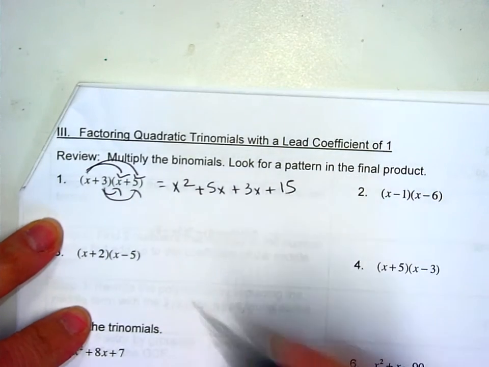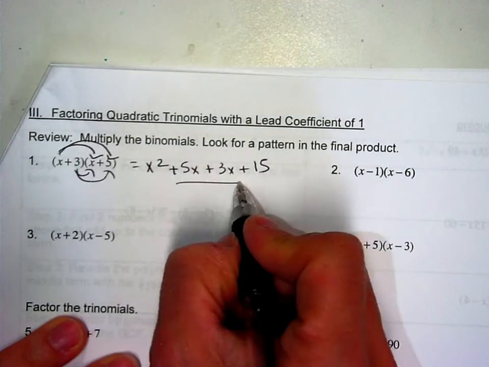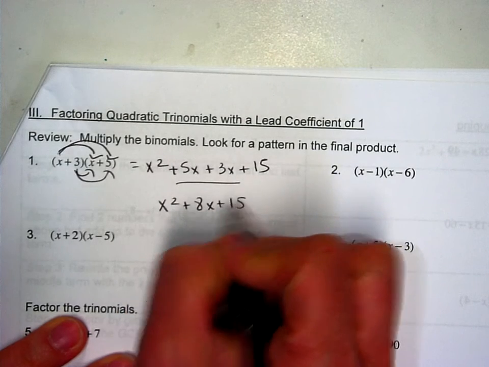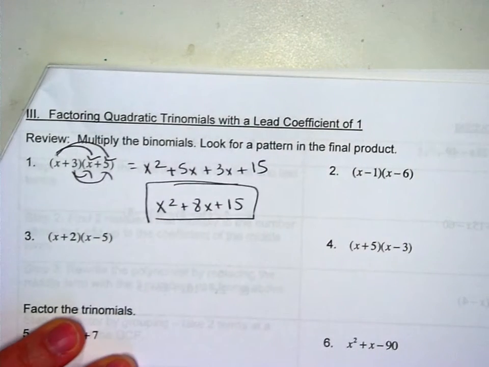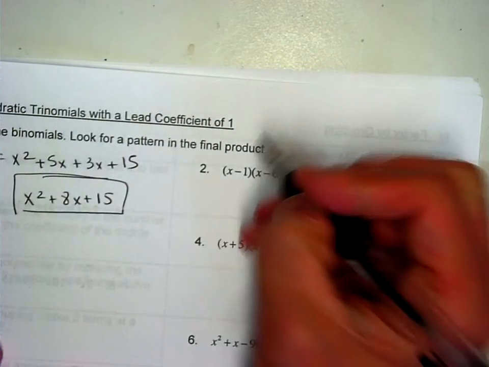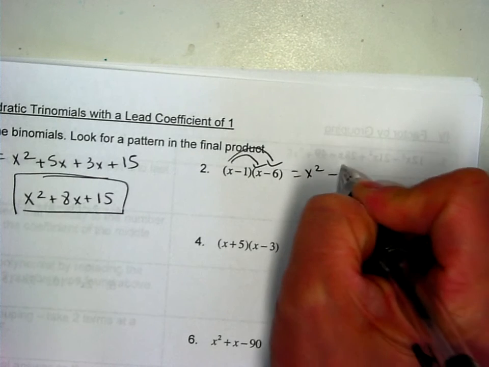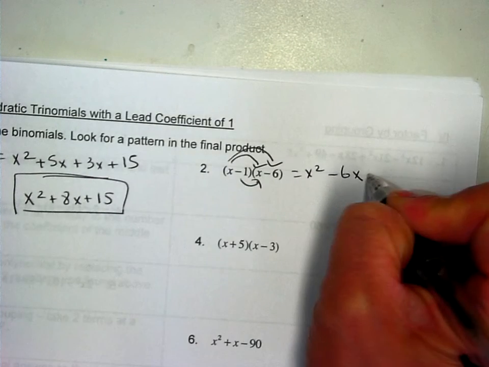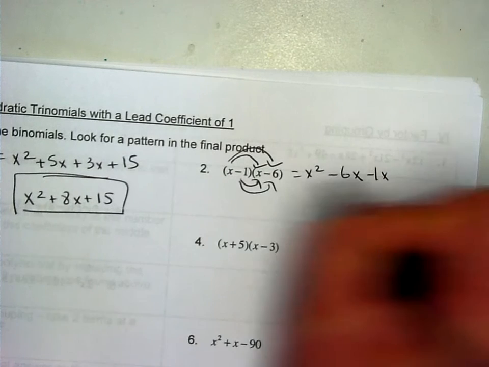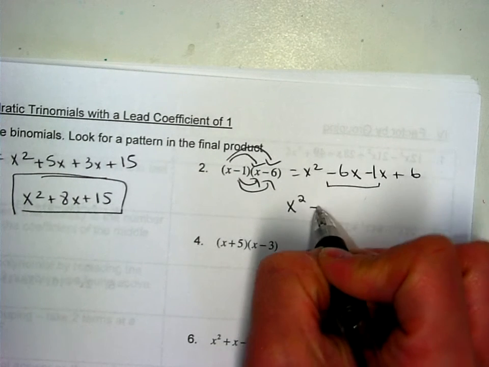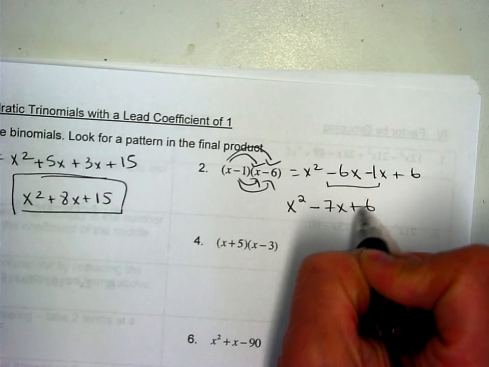And then we look for like terms. So this is going to be x squared plus 8x plus 15. Okay, let's try the same thing with the second one. So this is x squared minus 6x minus 1x plus 6. Combine these like terms, x squared minus 7x plus 6.